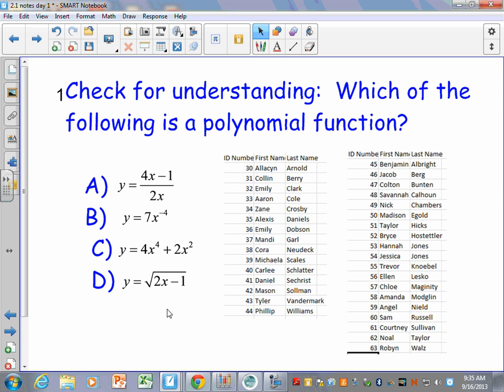So C was the right answer. This has a square root, this has a negative exponent, this has x in the denominator. So that's why C was the right answer. Okay?